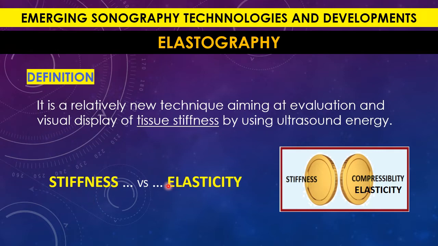Elasticity is the opposite of stiffness. So if I'm talking about elastography, which is more or less related to elasticity, I am, in the meantime, checking on the stiffness, because they are the two extremes of the same criteria. These are like the two sides of the same coin. If I have high elasticity, I will get low stiffness. And if I have high stiffness, I will get low elasticity.